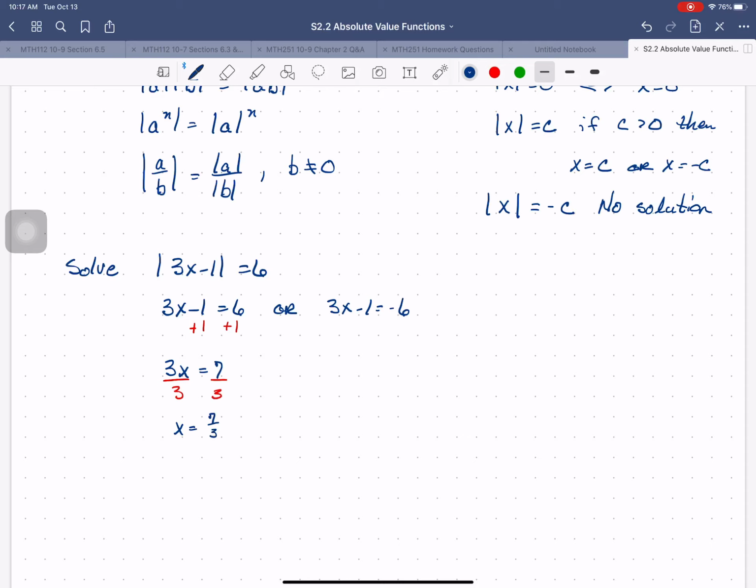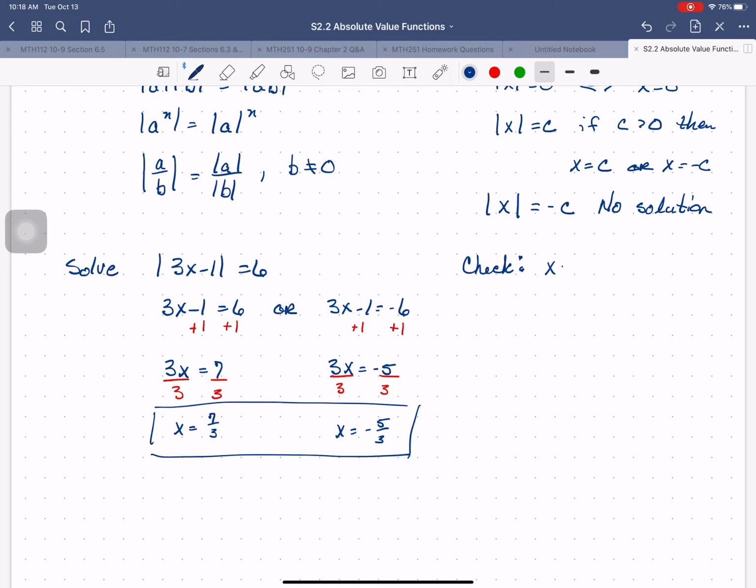That is one solution. The other solution comes from the second possibility, which is that 3x minus 1 equals negative 6. So we'll add 1 to both sides of this equation, and we get 3x equals negative 5. Divide through by 3, and we get x equals negative 5/3. Both of these numbers are solutions to our initial equation. And how can we check that? Well, we can plug them back in.